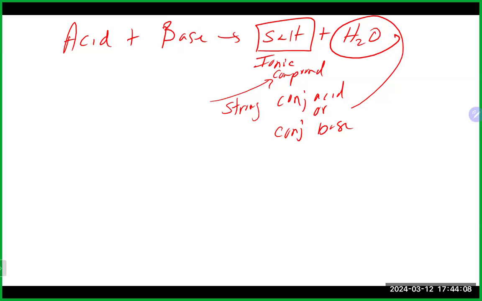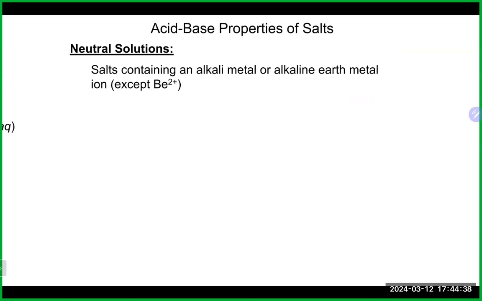So when we say its conjugate partner is strong, what we really mean is it has the ability to continue to react with water in a process known as hydrolysis because water is involved. So it has the process of reacting with water. The result of the salt reacting with the water is it will either produce some H plus or OH minus, and that will again affect the pH. So let's talk about some different types of salts.